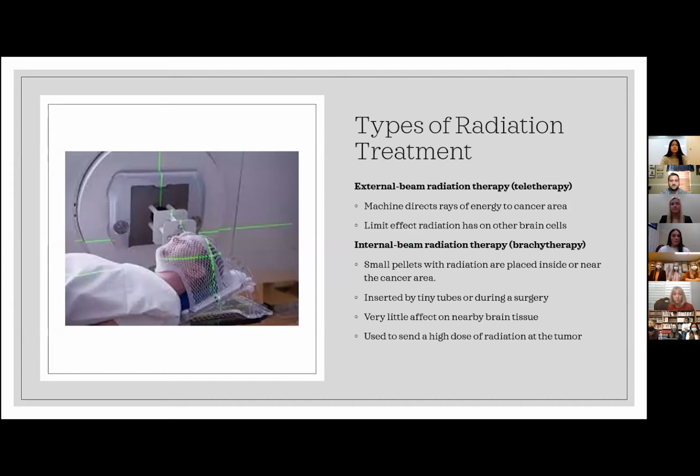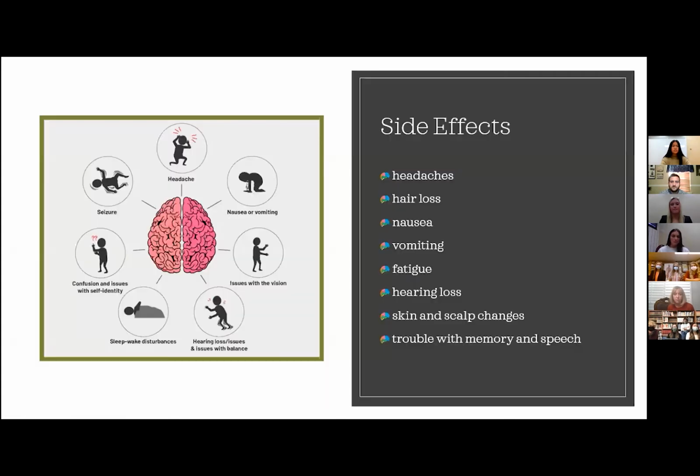A second type of therapy is internal beam radiation therapy. It is given through small radioactive pellets that are placed inside the body near the cancerous area. These pellets may be inserted by tiny tubes during surgery, and they deliver high doses of radiation directly to the tumor. Determining the type of radiation needed depends on many different variables that are evaluated by the medical professional team.